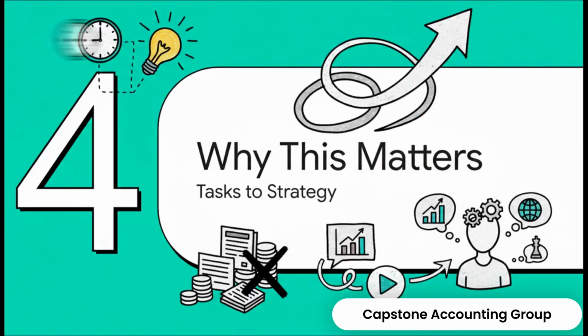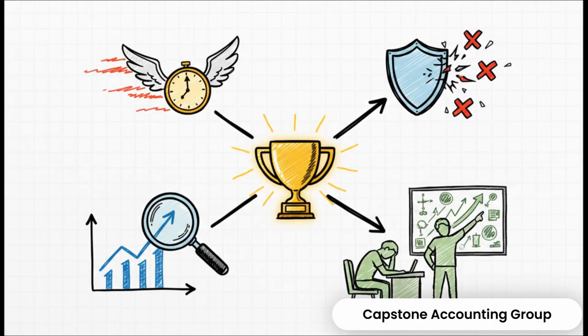So, let's pull all this together. What's the big deal? Why does any of this really matter? Well, it's about getting you out of the weeds and letting you focus on the big picture. I mean, this is the real payoff, right? First, you're going to save hours every single month. Second, you slash the risk of those little costly human errors. Third, your accounts are always up to date, so you know exactly where you stand.